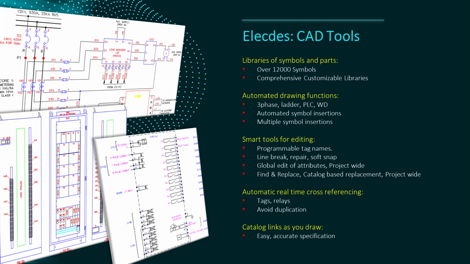Electez has smart tools for editing the drawing data. You can do project-wide searching and replacement on new symbols, component catalog specifications, tag names, and any other text you wish to change. A component-specific database structure allows for fast data entry and efficient correction tools.